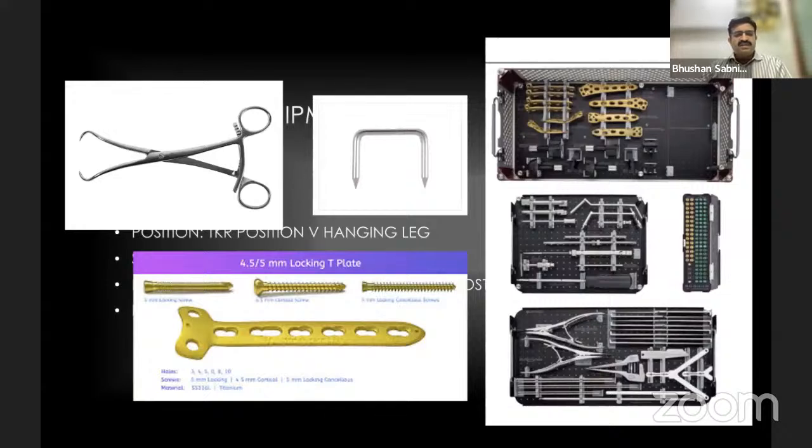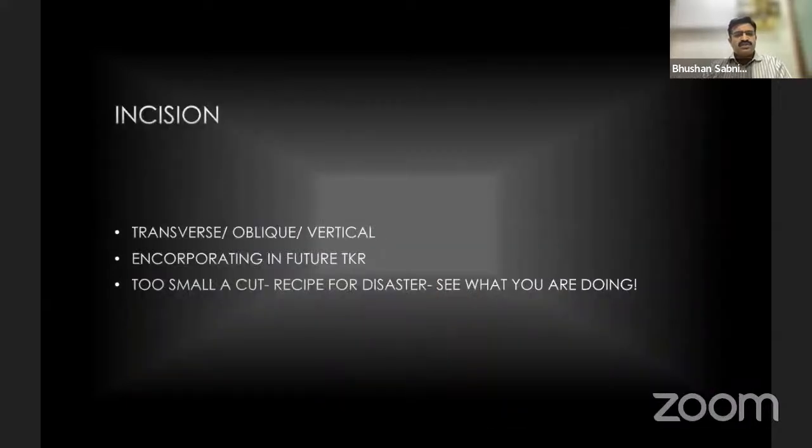A T-plate on the lateral side is good enough. 4 or 4.5 millimeter cannulated screws are good enough, and a staple comes in handy, especially if you got a very slight, minimally displaced hinge as such.